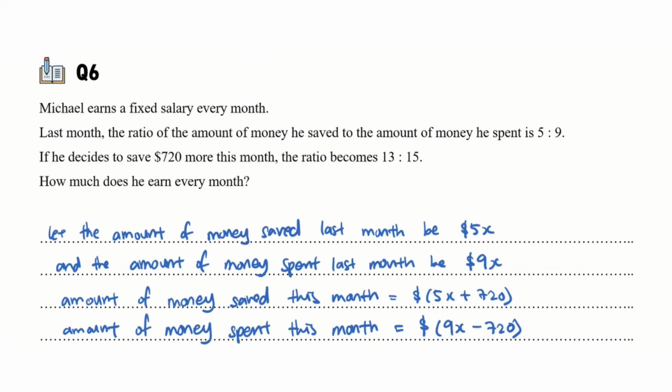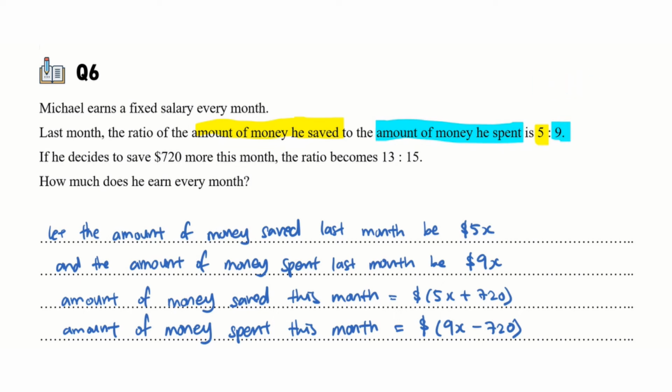We will now take a look at question 6, which is a problem sum that we are required to solve. It says that Michael earns a fixed salary every month. Last month, the ratio of the amount of money he saved to the amount of money he spent is 5:9.